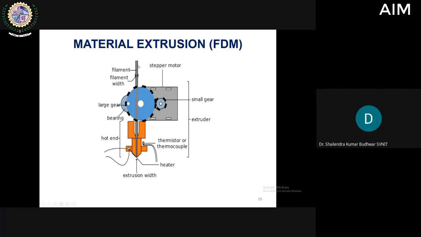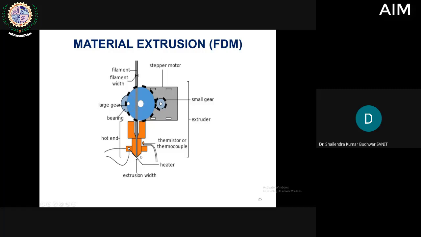Here you can see in this figure that material is supplied in the form of filament, and there is one extruder. In this extruder, there is a heating mechanism which heats this filament, and then this heated material comes out through the nozzle of this extruder and is deposited on the build platform of that machine layer by layer, as per the STL file of the 3D CAD model of that product.